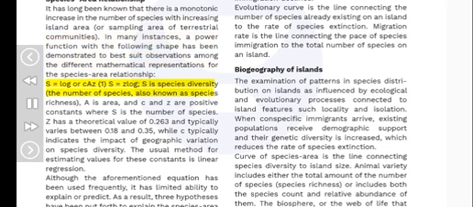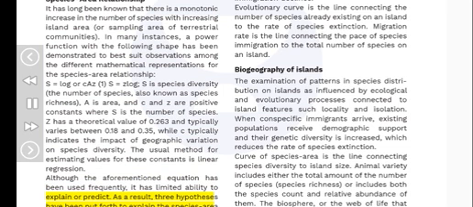S equals log C plus z log A, where S is species diversity, the number of species, also known as species richness, A is area, and C and z are positive constants. The theoretical value of z is 0.263 and typically varies between 0.08 and 0.35, while C typically indicates the impact of geographic variation on species diversity. The usual method for estimating values for these constants is linear regression. Although the aforementioned equation has been used frequently, it has limited ability to explain or predict.